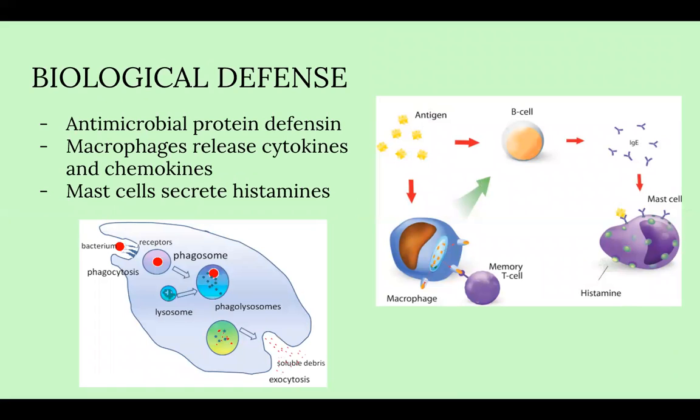Then we have biological defense, and there are three main types. There is the antimicrobial protein defensin, which essentially kills bacteria and fungi. And then you have macrophages, and those are the main components. So they basically engulf bacteria and eat them through phagocytosis. And additionally, macrophages release cytokines and chemokines, which start the generalized immune response, such as a fever, inflammation, and really the healing process in general.